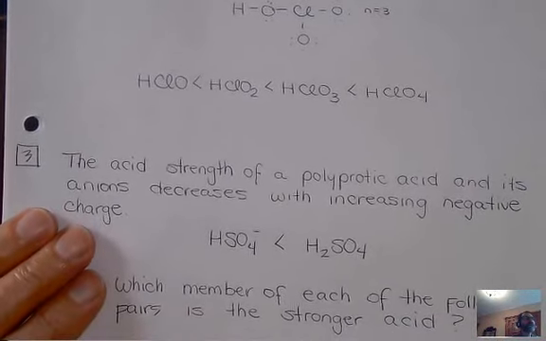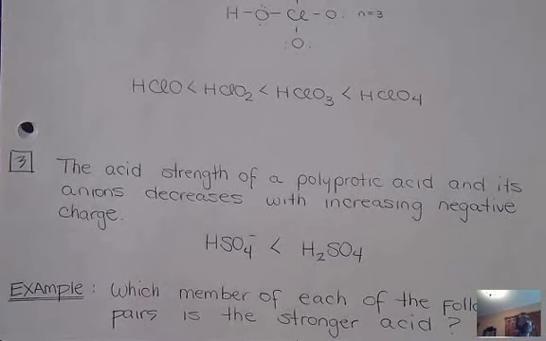This one works. The acid strength of a polyprotic acid, an acid that has more than one hydrogen that can be donated. Protic means hydrogen, right? A proton is a hydrogen ion. So polyprotic means more than one hydrogen. So the acid strength of a polyprotic acid and its ions decreases with the increasing negative charge. Of course, because when you go to try to pull an H off of something that's already negative, you're trying to remove a positive from something that's negative. That's a lot harder, right?